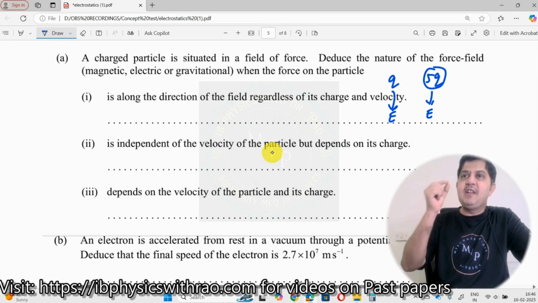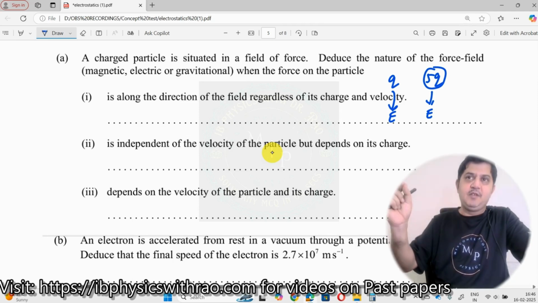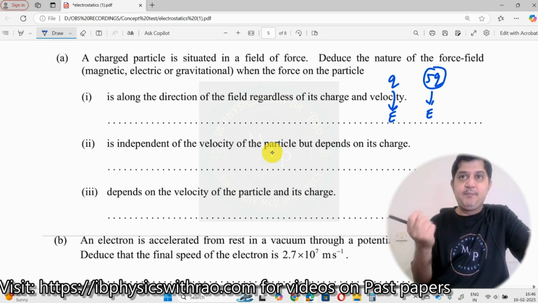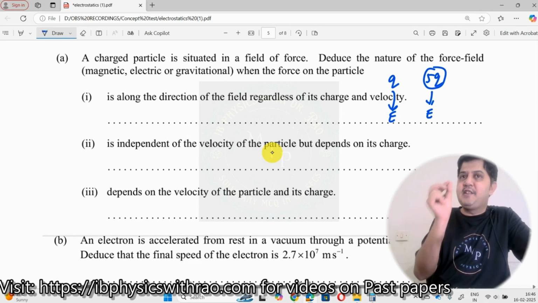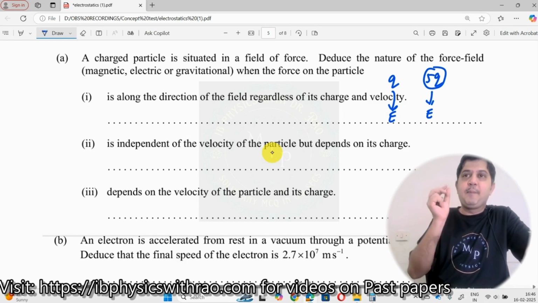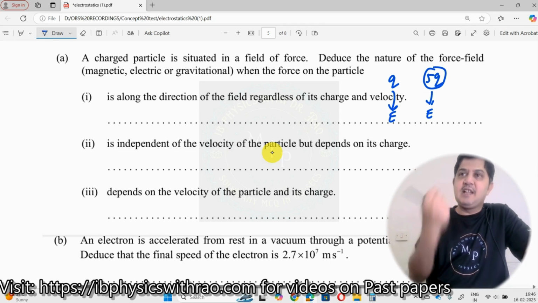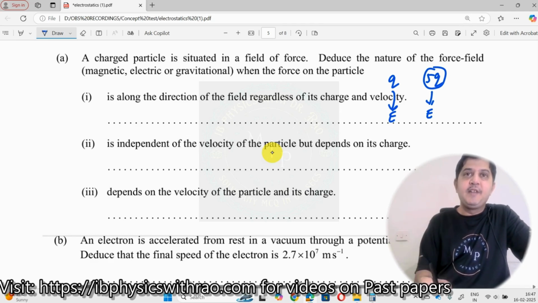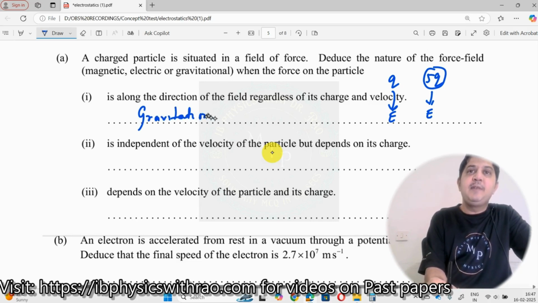Now if you have an electric charge and it is moving, with velocity, then what will happen? Magnetic field will come into play. Now what does it say? Whether you take a particle, if you change the charge, the field should not change. That is not possible in an electric field. If you change the velocity of the particle, the field should not change. That means it cannot be a magnetic field. Then what kind of field should it be? It will only be a gravitational field.